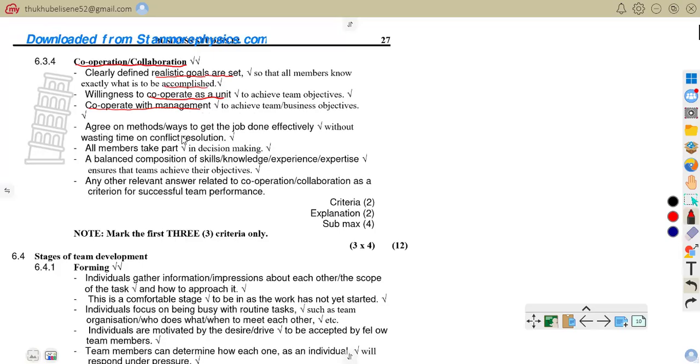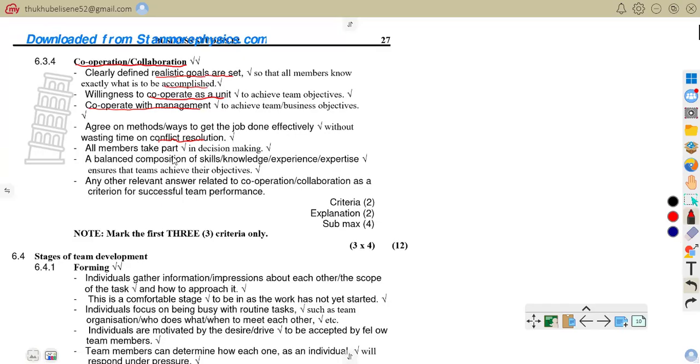Agree on methods and ways to get the job done effectively without wasting time on conflict resolution. So don't take time on conflict resolution. Make sure that you reach the agreement on time, so that whatever you're planning will be implemented on time.